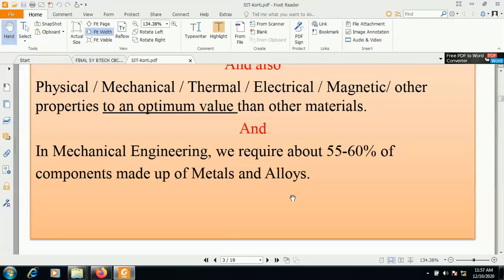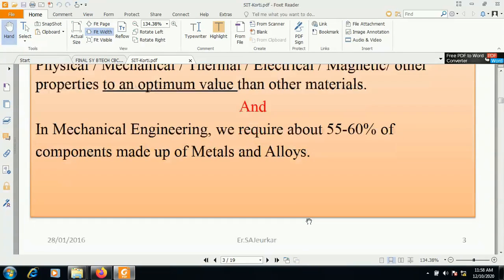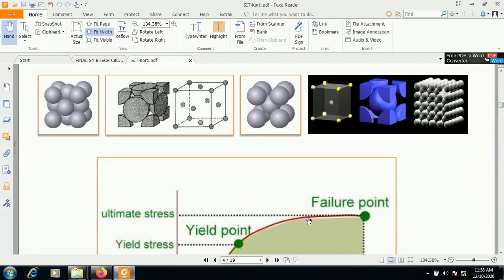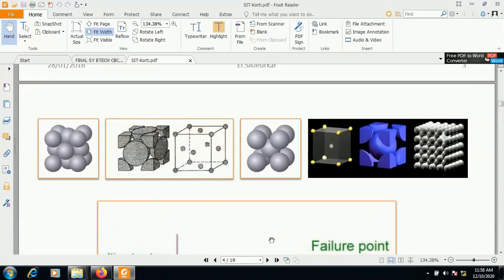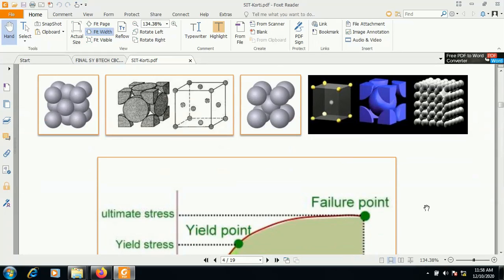All these metals have applications. That's why metallurgy is very important to study. We require 55 to 60% of components made up of metal. Metals and alloys have maximum applications due to their solid state. Now these are the crystal structures: body centered cubic, face centered cubic, tetrahedron. Metal possesses any one kind of these crystal structures.